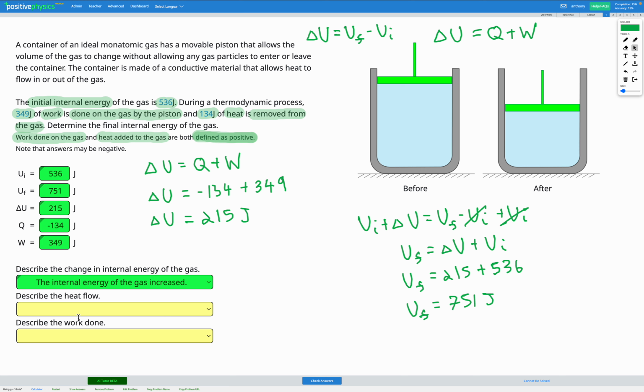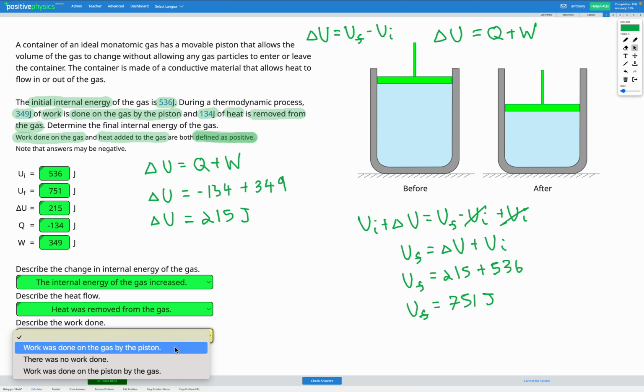In terms of heat flow, we had negative 134 for our Q, our heat. So that means heat flowed out of the gas. So heat was removed from the gas. As for W, work, that's a positive number. That means that work was done on the gas by the piston.